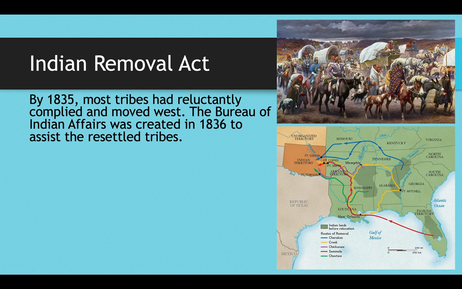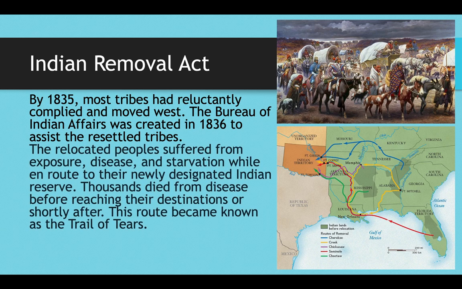By 1835, most tribes had reluctantly, begrudgingly complied with this act because they knew they didn't have the firepower or the strength to withstand the federal government if they were to come in and forcibly move them. So they reluctantly moved west onto the place designated as Indian Territory, which is modern-day Oklahoma. The Bureau of Indian Affairs in the federal government was created in 1836 in order to assist the resettled tribes in moving and in settling in Oklahoma.